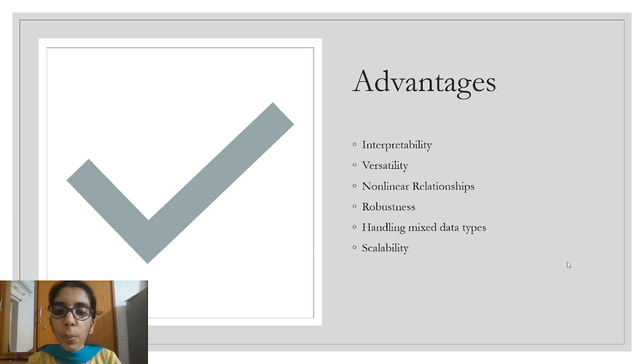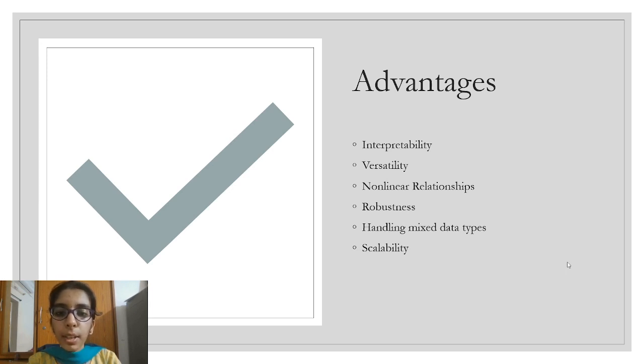Unlike linear models, which assume a linear relationship between variables, CART can automatically detect and model complex non-linear patterns in the data. Robustness. CART is relatively robust to outliers and noisy data. Outliers may affect individual splits in the tree, but they are less likely to have a significant impact on the overall structure of the tree. This robustness makes CART suitable for datasets with noisy or imperfectly measured variables.